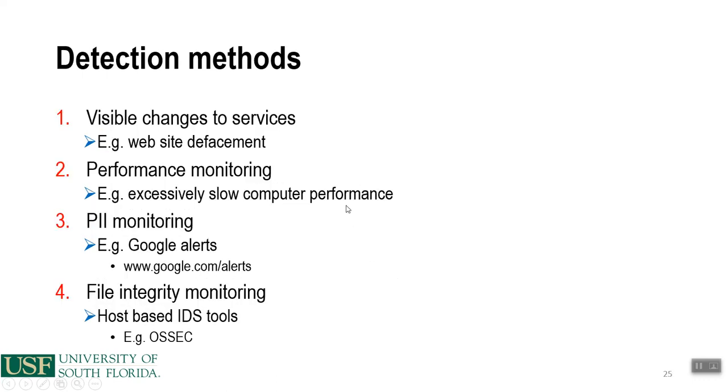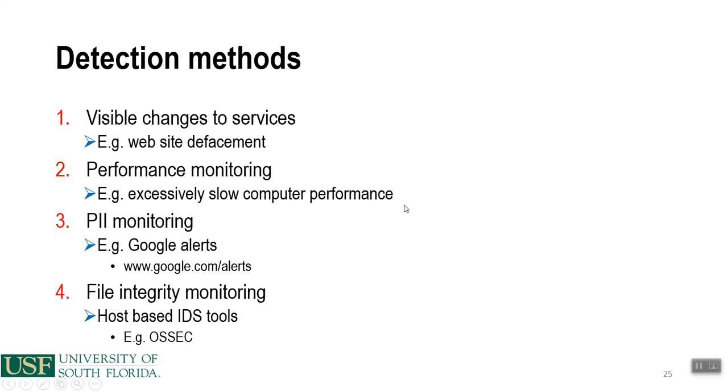Detection methods include visible changes to the services. So how do you actually detect an incident has occurred? The way that you can detect is, say, visible changes to the services. The most explicit one you can think of is a defaced website. Your website has been defaced by somebody else. Performance monitoring: excessively slow computer performance.